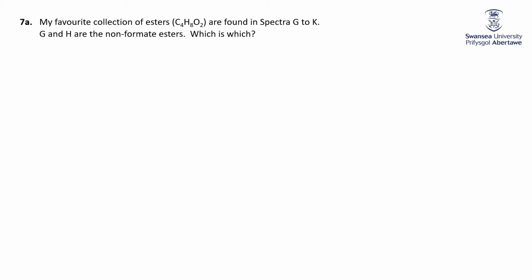So favourite collection of esters, C4H8O2. There are 4 esters with that formula that you might remember from previous spectroscopic studies. 2 of them are formate esters and 2 of them are non-formate esters. Now what do I mean by that?